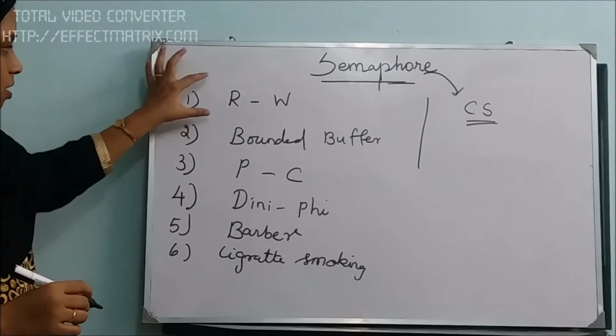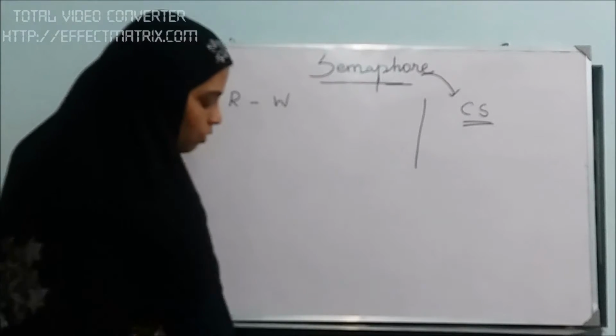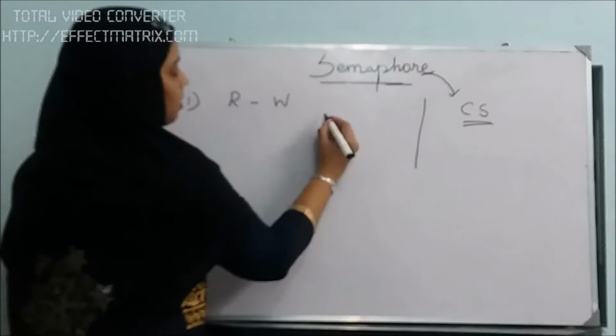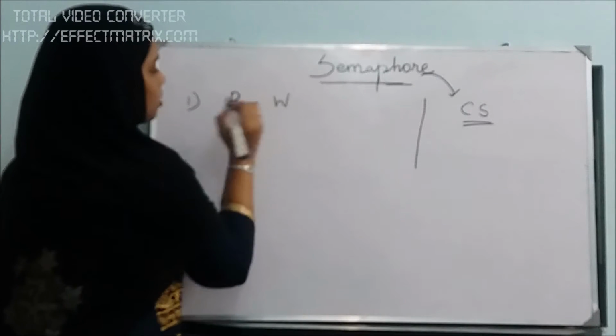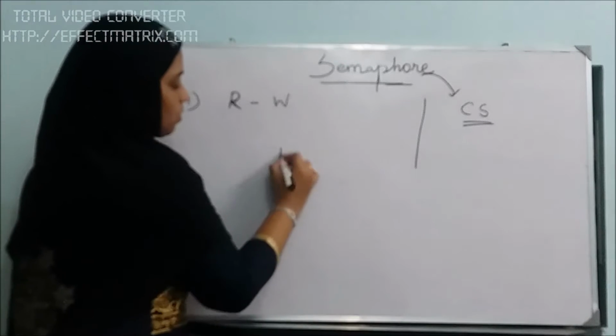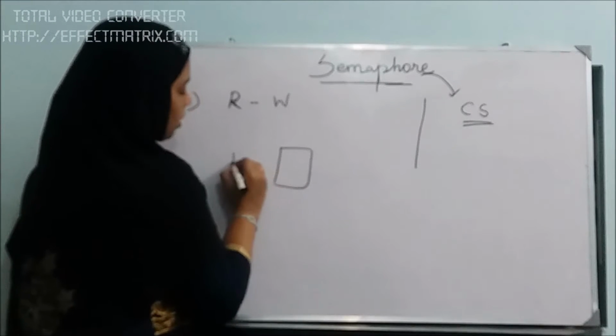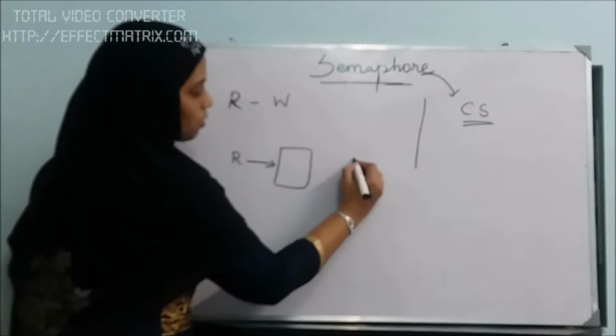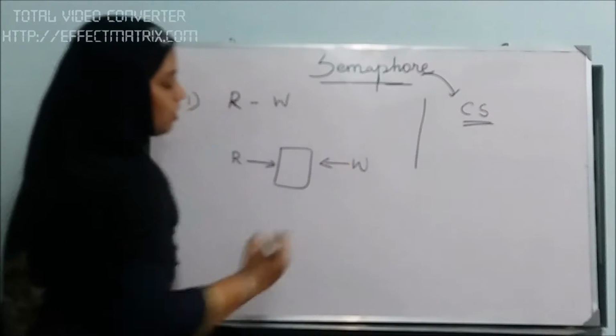Now we are going to discuss the readers writers problem. First of all, you note down the conditions. What do we mean by the readers writers problem? What is the actual problem to take care of? See, there is some content. Now the reader wants to read the content and also the writer wants to edit the content.